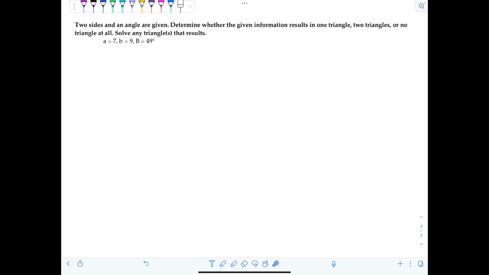So notice here, no, they didn't give me angle A, they gave me angle B, but it's cool because we set them all up the same way. We put the angle that's given on the left. Just trust me. Angle B, you're going to go right here. This is 49 degrees. Side B is opposite that over here, which is 9, and side A is 7.